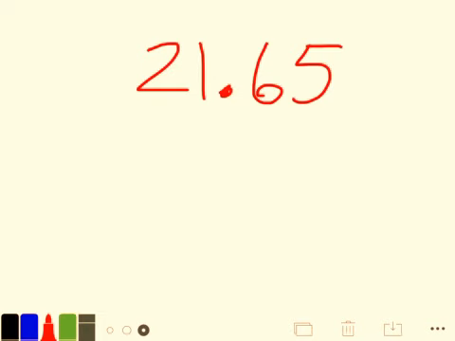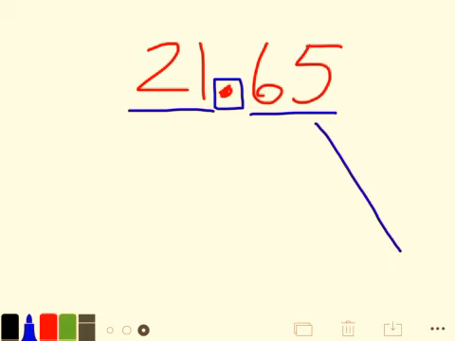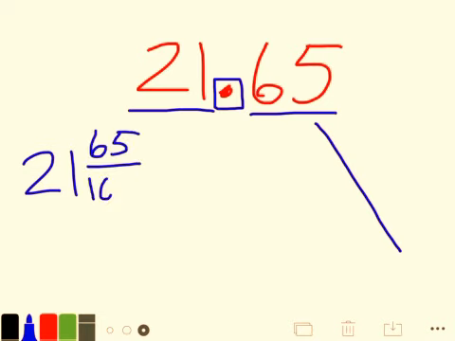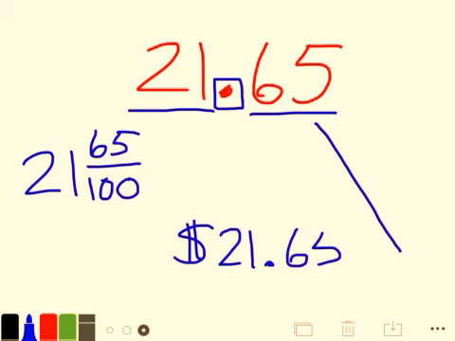This time we'll go with 21.65. Right? This would be read as 21 and 65 hundredths. The hundredths place is over here on the right. As a fraction, that would be 21 and 65 one-hundredths. And as money, that would be $21 and 65 cents. Right? 65 one-hundredths of a dollar is the same as 65 cents. That's about as hard as it's going to get today.